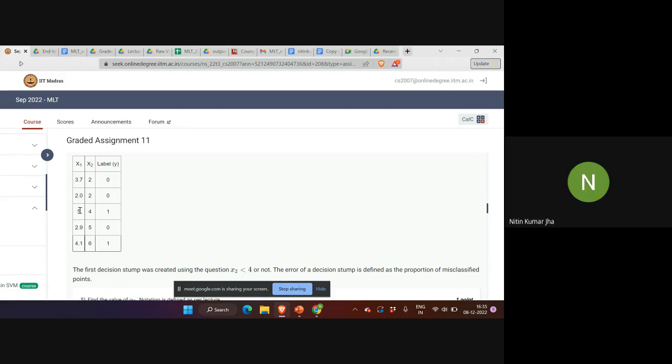But if you go for the right child, what will be the prediction there? Is it wrongly classified? What will be the prediction in the right child? There are 2 points belonging to class 1 and 1 point belonging to class 0. So 1 will be the prediction, right? And this point has the true label as 0. So this point will be misclassified there. So only 1 point got misclassified, so the error will be 1 by 5.